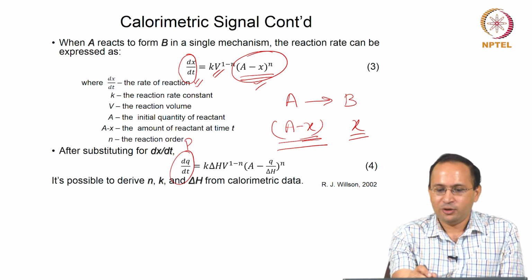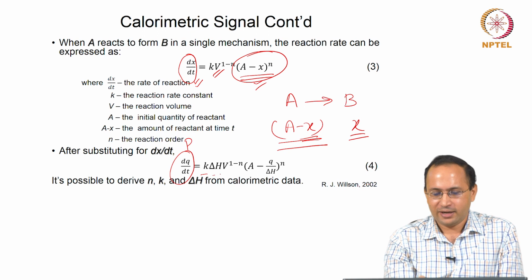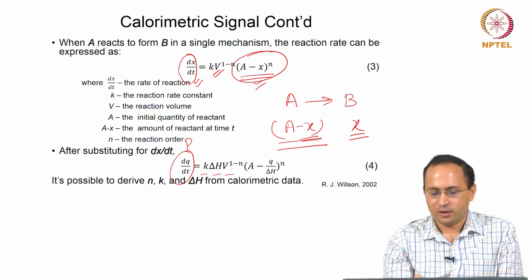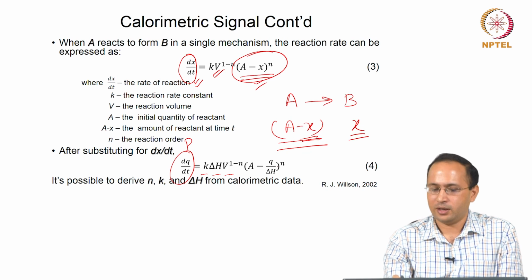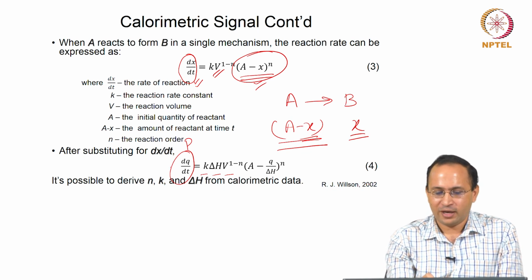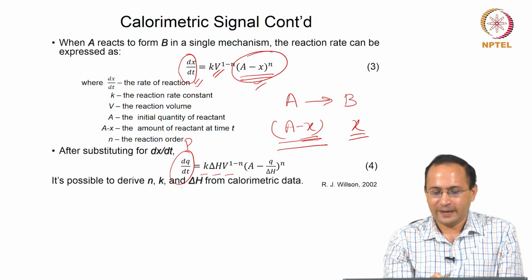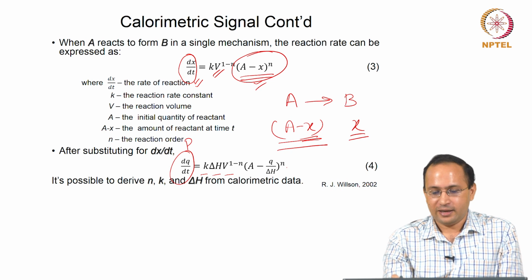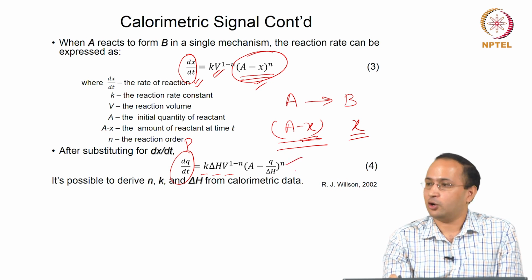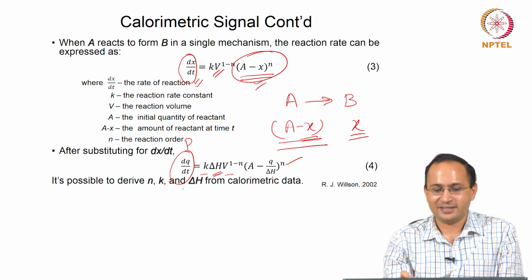Now dx by dt, you replace it, you get this term: k times delta H times volume, the reaction volume to the power 1 minus n, times A minus Q over delta H. It is nothing but substitution, right. So notice what you have: you know P, and we know P with the time, and n is the reaction order, delta H is enthalpy, k is the rate.